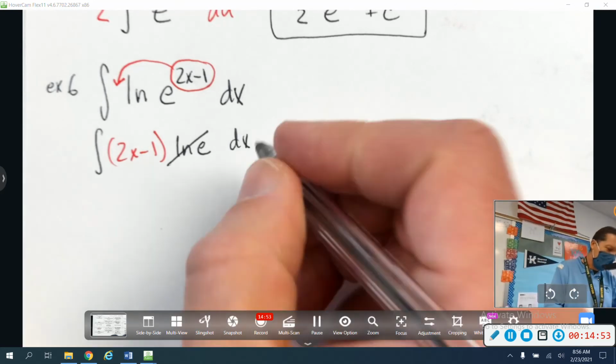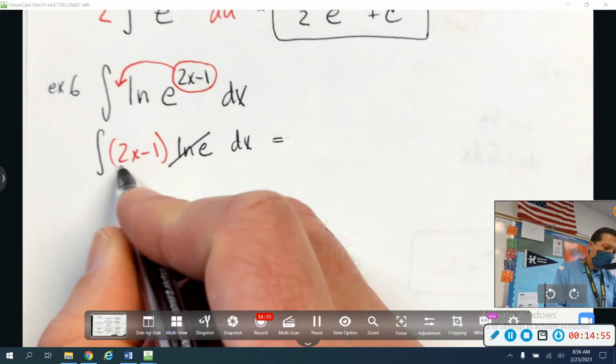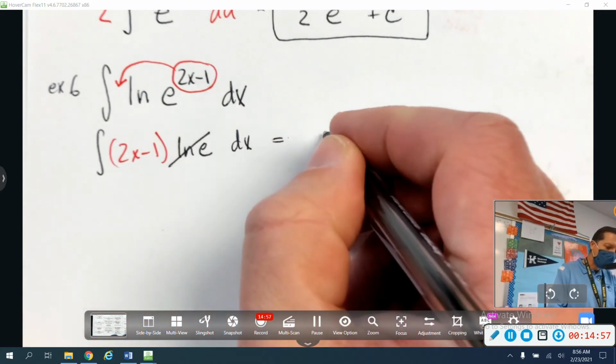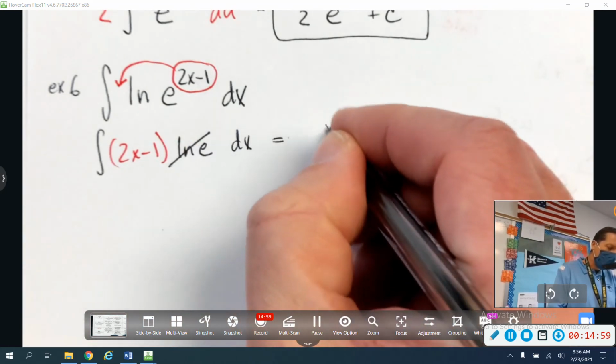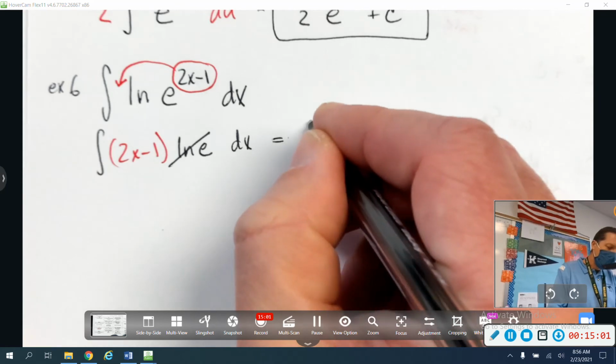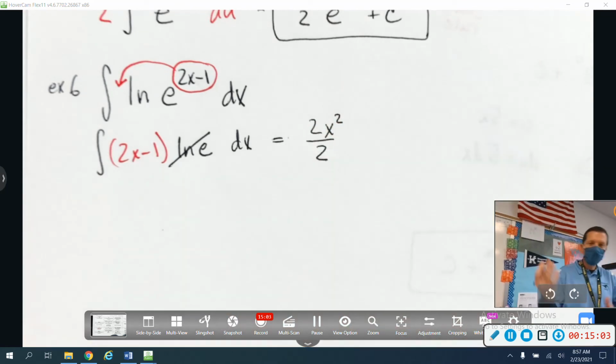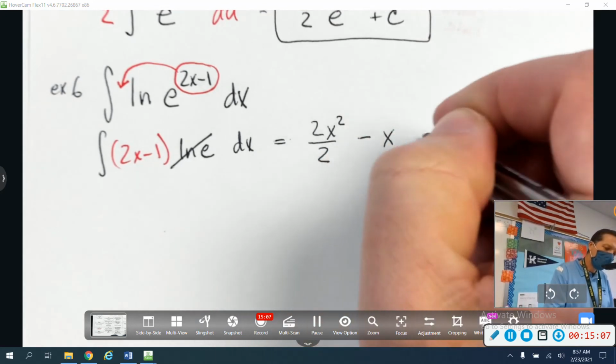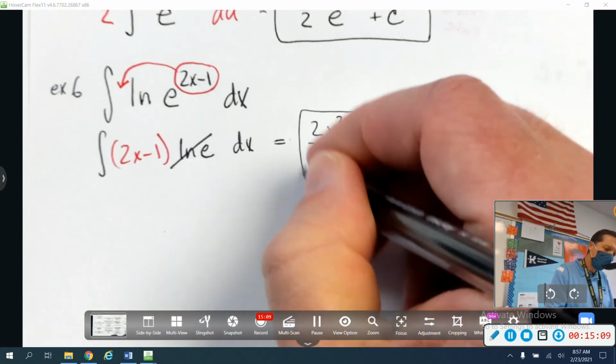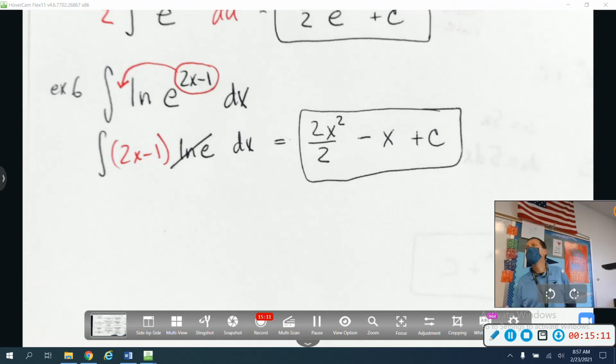This is now just antiderivative of 2x, which would be x squared over 2. Well, the 2's would cancel, but minus x plus c. And just to continually emphasize the safe stop fun, we'll just leave the 2 over 2 sitting there.